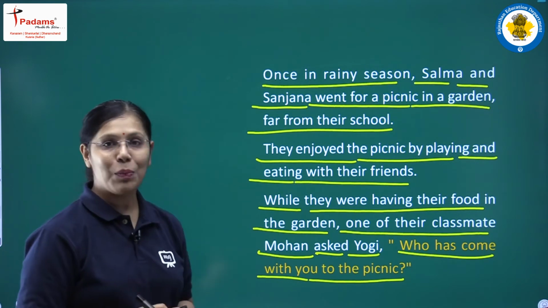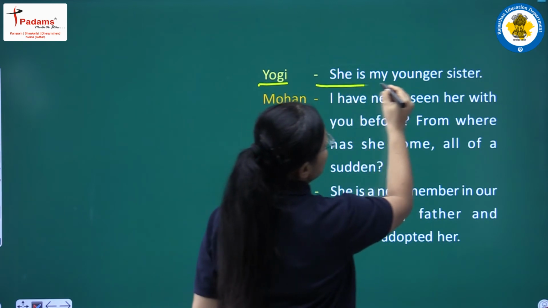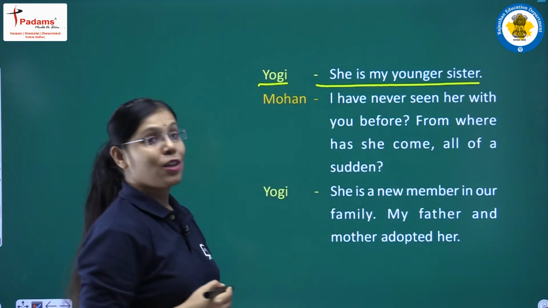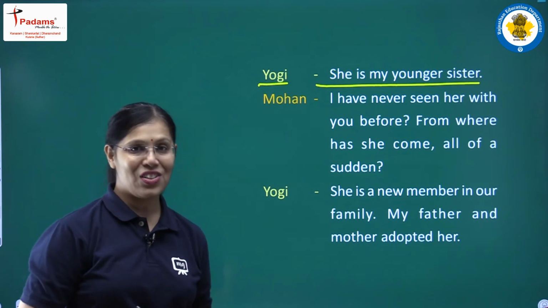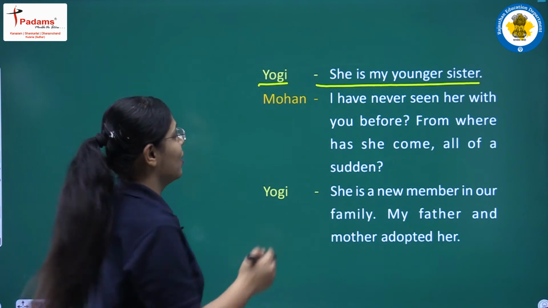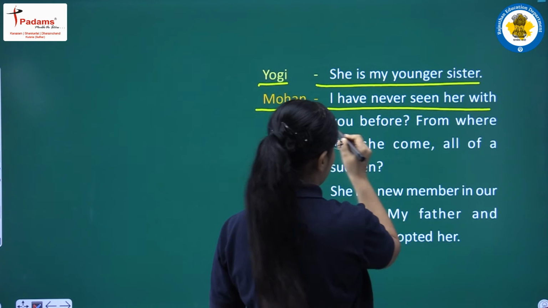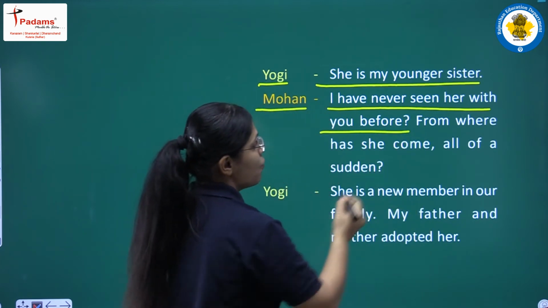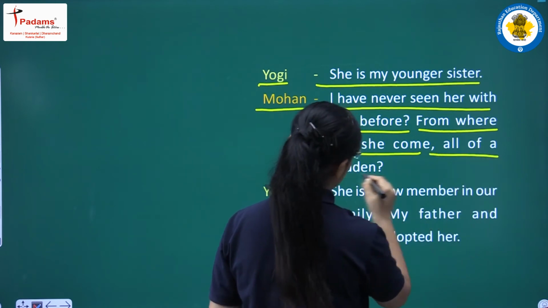Then what did he reply? Let's see. Yogi said, she is my younger sister. So Yogi told Mohan that she is my younger sister who has come with me today here in this picnic. Then Mohan said, I have never seen her with you before. From where has she come all of a sudden?